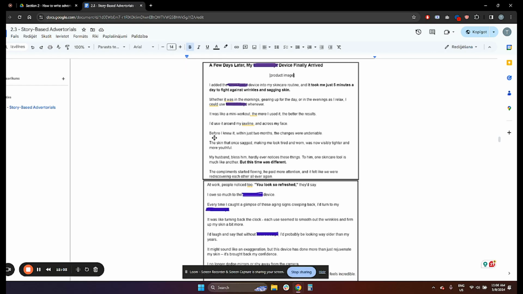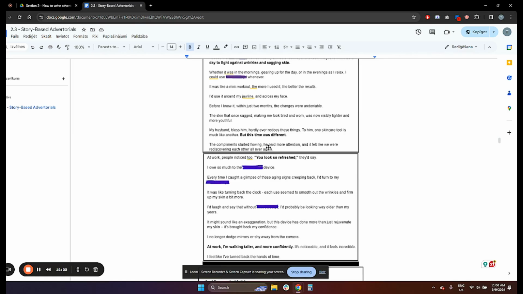And here they share, before I knew it, within just 2 months, the changes were undeniable. The skin that once sagged, made me look tired and worn, was now visibly tighter and more youthful. My husband, bless him, hardly ever notices these things. To him, one skincare tool is much like another, but this time was different. The compliments started flowing. He paid more attention, and it felt like we were just rediscovering each other all over again. At work, people noticed too.